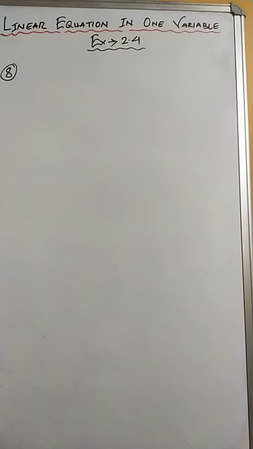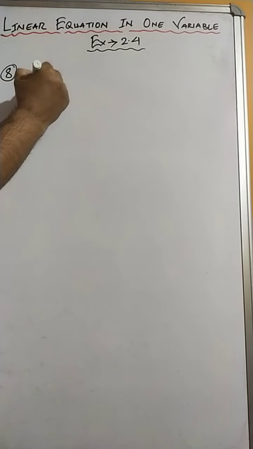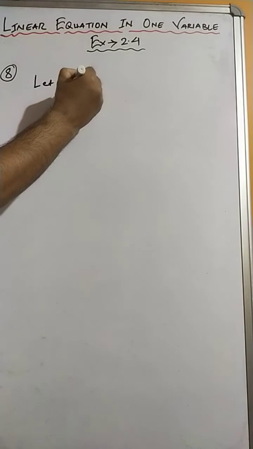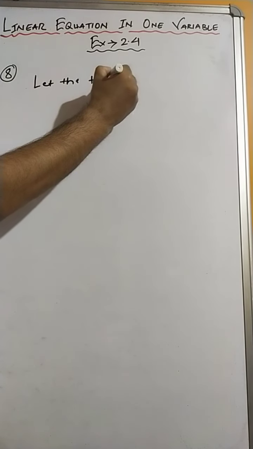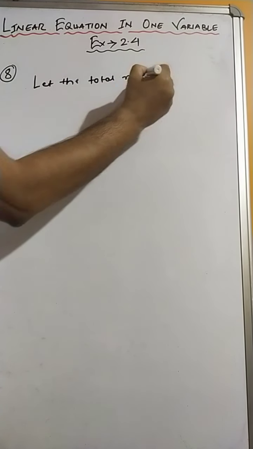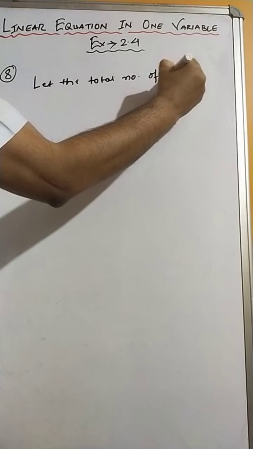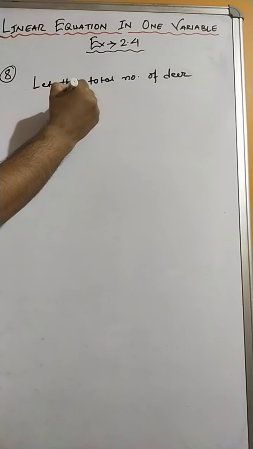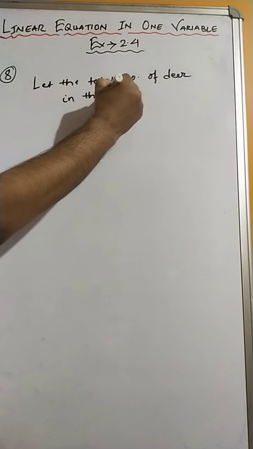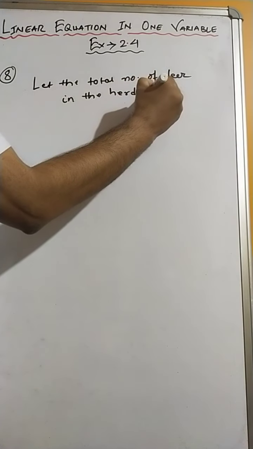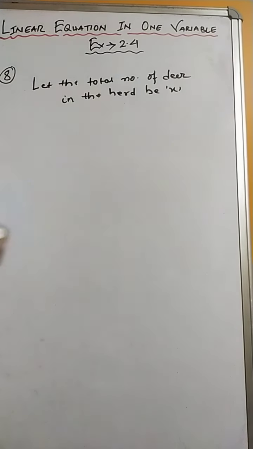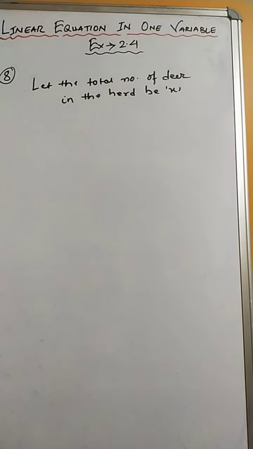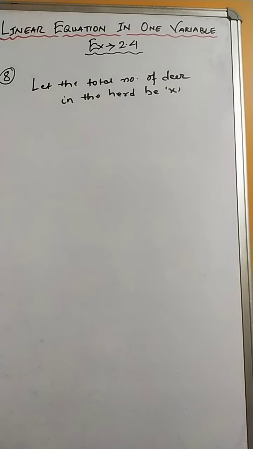We do not know how many deer are there in the herd, so the first thing we'll do is let the total number of deer in the herd be X. Okay, now let the total number of deer in the herd be X.